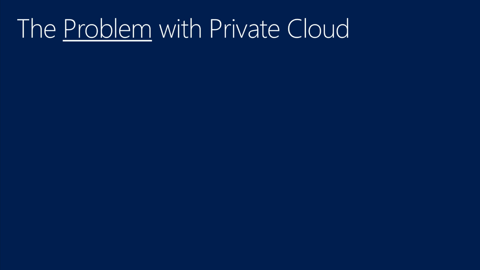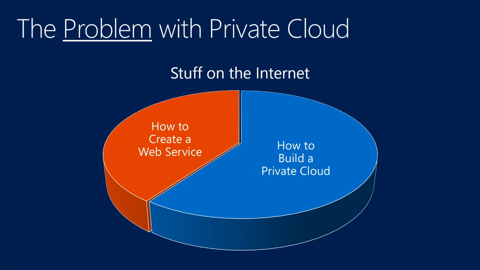And you Bing around to try to figure it out, and you find that, in the pie chart of stuff on the internet, you've got pretty much two halves. About 70% of it is how to build a private cloud, right? You've seen these articles from TechEd or from Virtualization Review on how to build a private cloud, repeated over and over and over again. And then the other half is, now that you've got it, here's how you use it to create a web service. Woohoo! Right? Is this exciting?